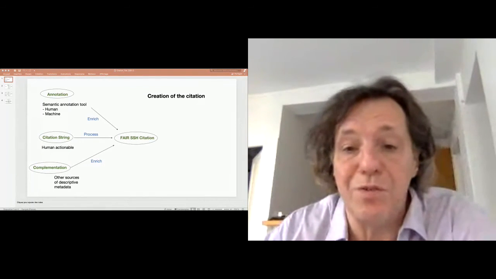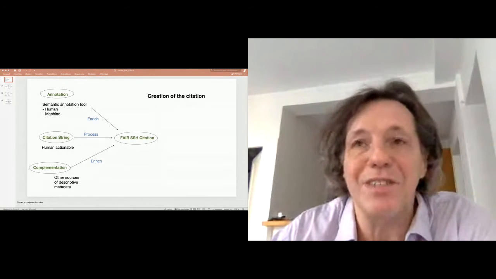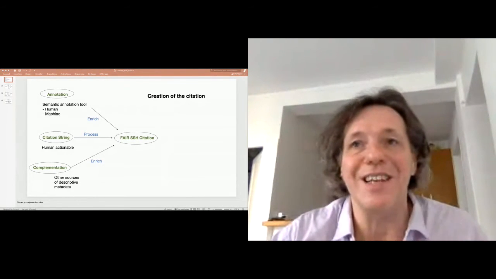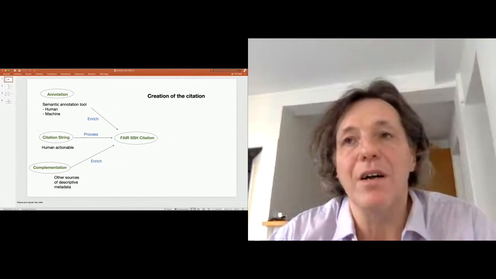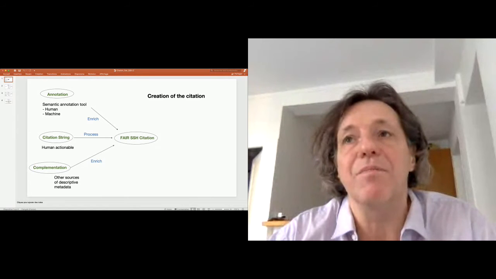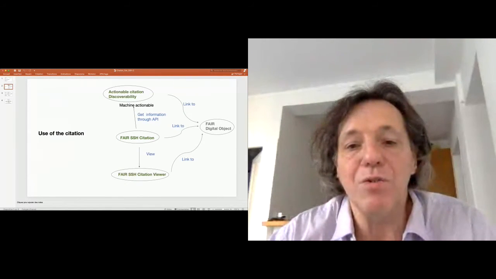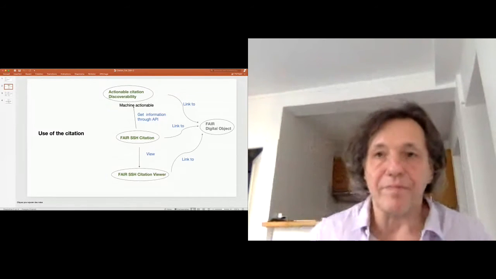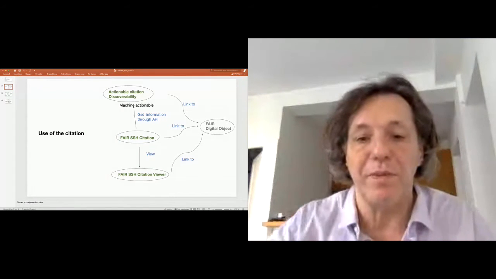And we want to get to something that we call a FAIR SSH citation. Everything is FAIR nowadays, but this is the idea, to have something more structured. Next slide, please, Carlo. And so with this structured and enriched citation, we want to make it actionable.